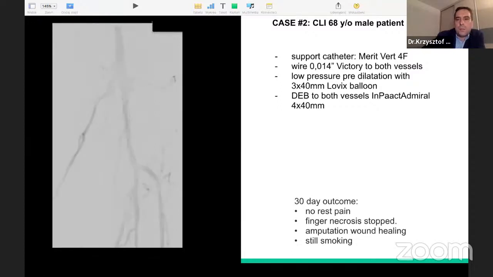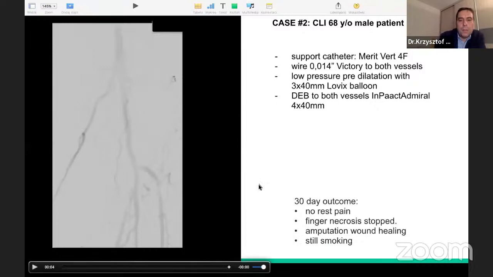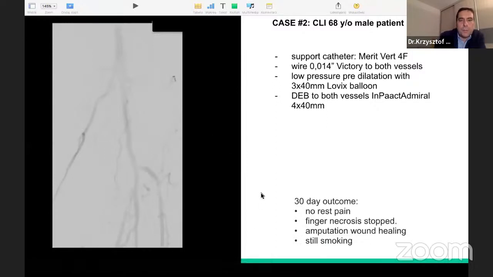This is a similar situation. I used a Merit vertebral 4 French catheter as a support, Victory wire to both vessels, and slow low pressure. I mean, starting from 2 atmospheres going to 4 to have a pop-up with the Ludwig's balloon, and then Impag Admiral drug-eluting balloon to both vessels, also with a good effect after a month. And of course, the patient still smokes. So he'll be back soon, I think.